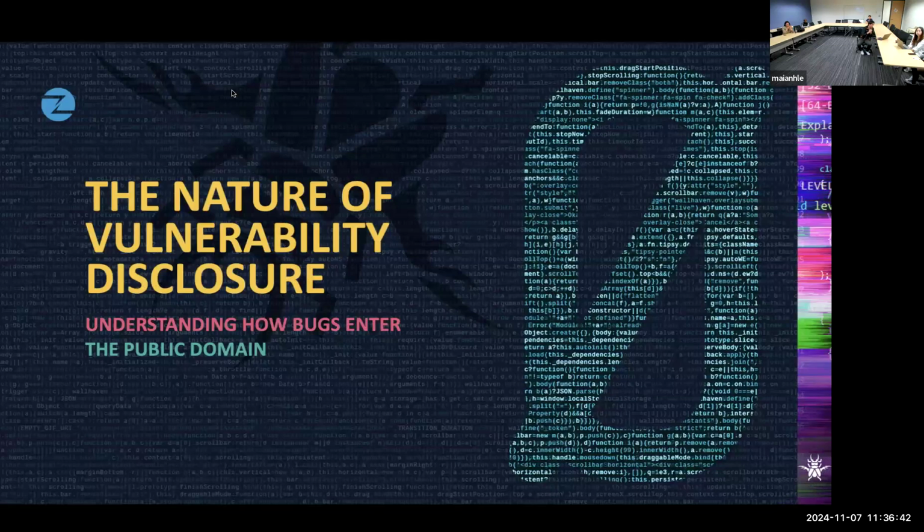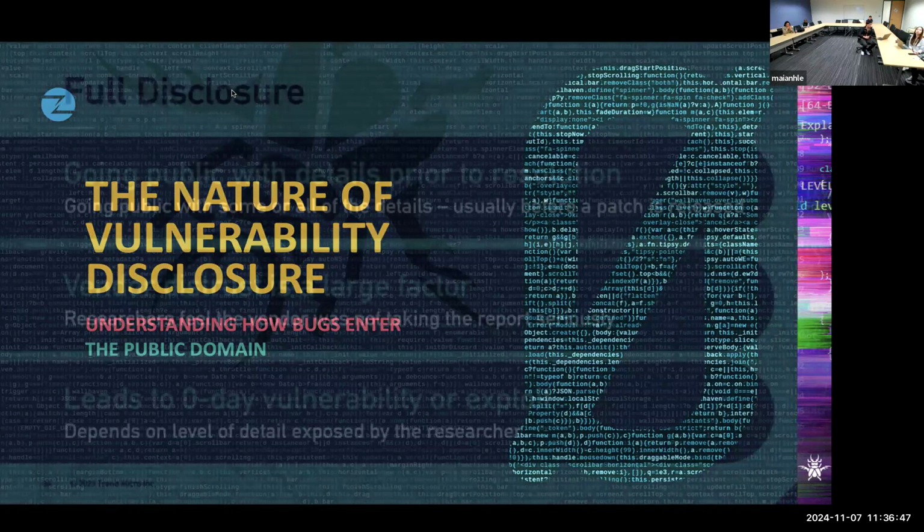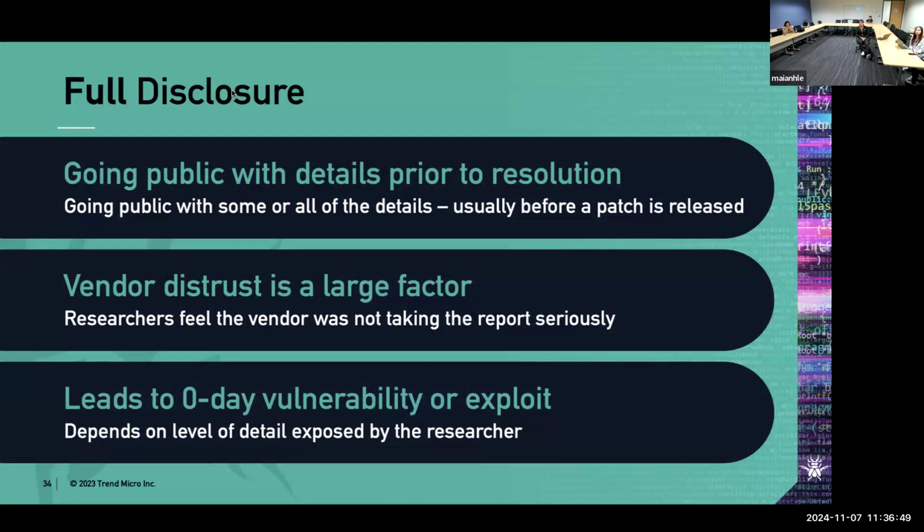ZDI. And I want to talk about vulnerability disclosure. So what happens when you find a bug? For a researcher, there are a couple of ways that they could do it. You could just go full disclosure, going public with details so that everyone gets the details at the same time. The vendor gets the details, the attacker gets the details, the customers get the details at the same time. So that's full disclosure, and researchers do that.